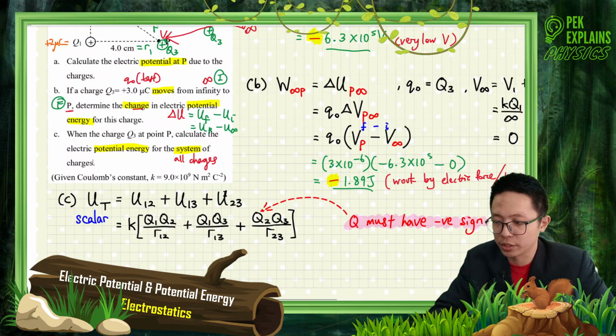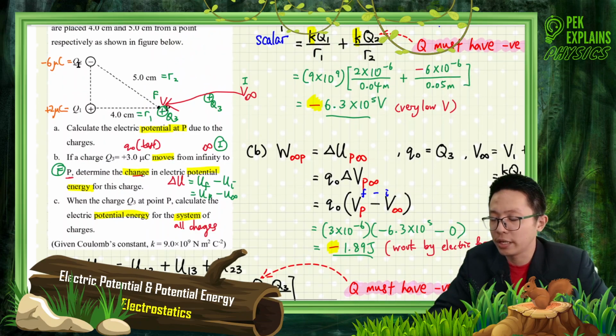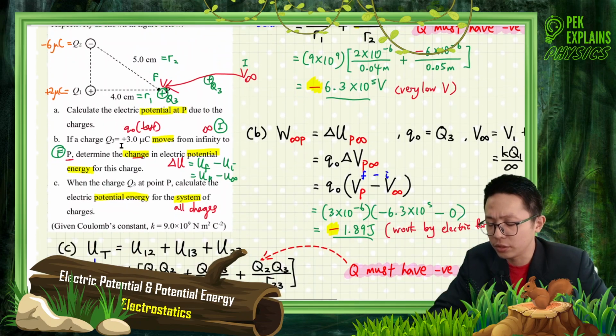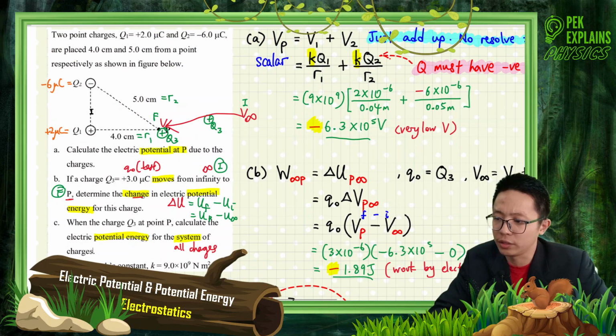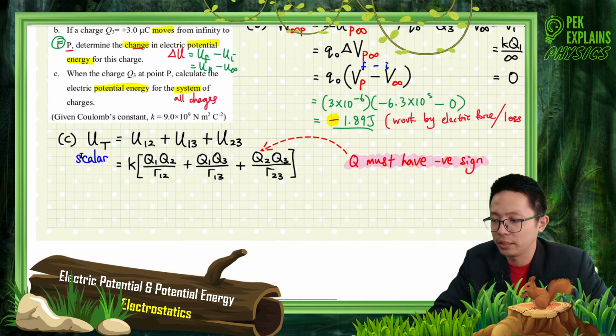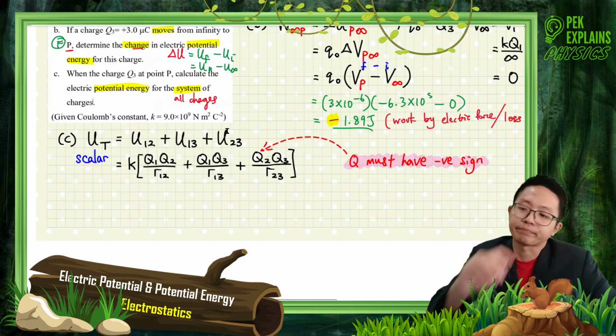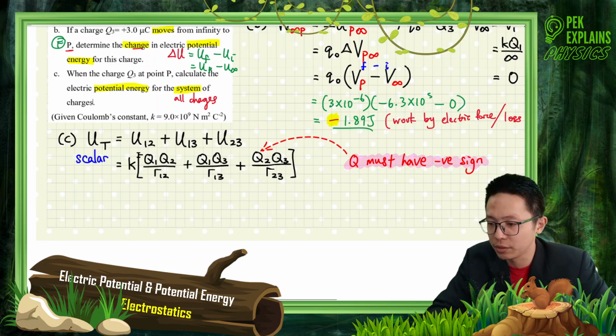Then this is the equation to do it. You need to find the relationship between each pair: 1 and 2, 1 and 3, 2 and 3. U total is U12 plus U13 plus U23. So let's substitute. Potential energy is K Q Q over R. K is common for all, so just factor out the K.